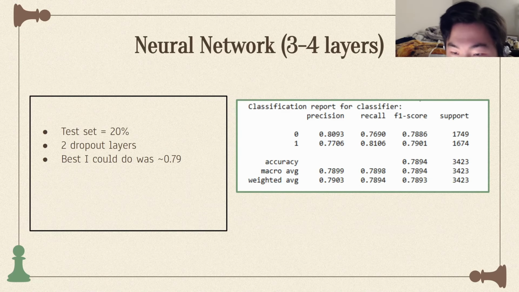I also did the same with the neural network. I tried 3 and 4 layers and played around with the hyperparameters, and the best I could do was around 0.78 to 0.79 as well. I did an 80-20 test set split.